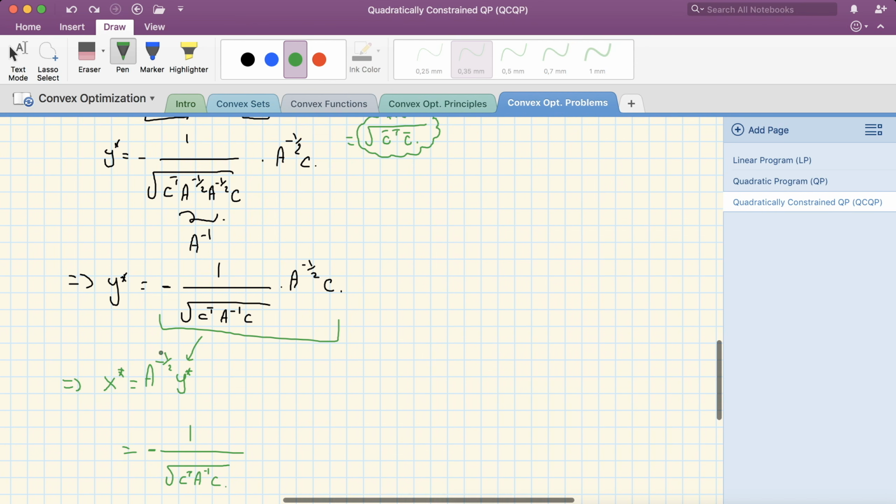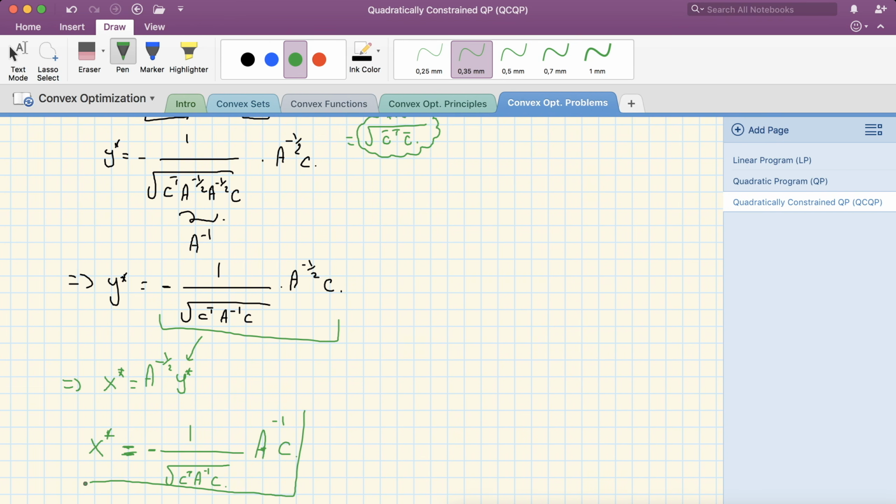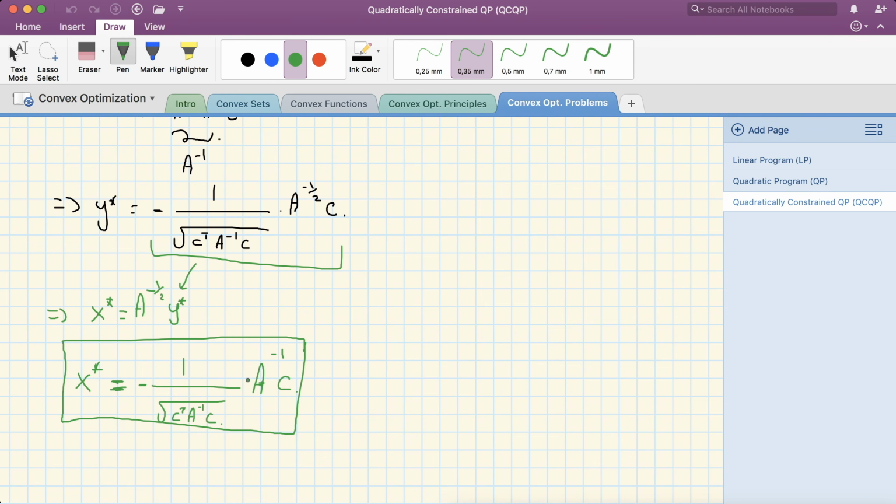I'm going to bring this A minus half next to this A minus half right here, where together they form an A minus 1 times C. So this is the optimal solution to your problem. Now, what happens if this matrix is not invertible? First of all, this solution does not exist, right? You cannot write A minus 1 since A minus 1 does not exist.